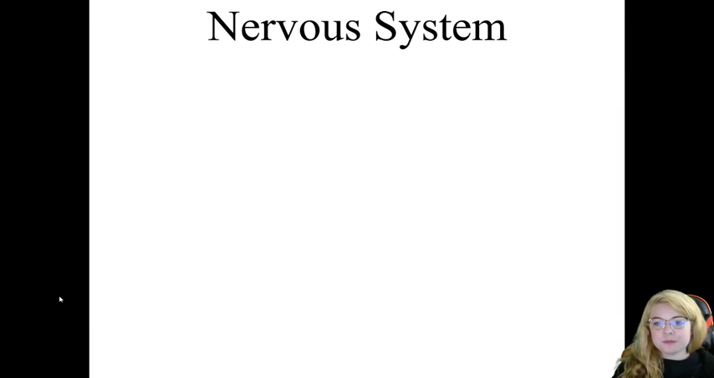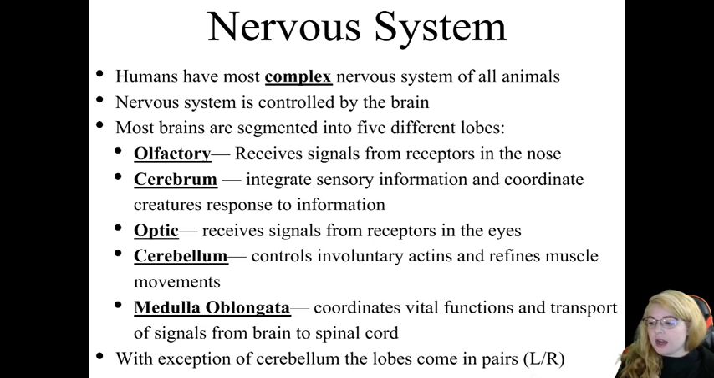Talking about the nervous system, humans, of course, have the most complex nervous system of all animals, and we are members of this subphylum as well. The nervous system in most Vertebrata members is controlled by the brain, just like ours is. And most brains are segmented into about 5 different lobes.